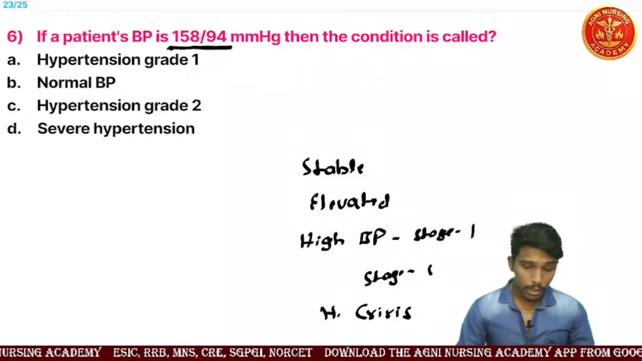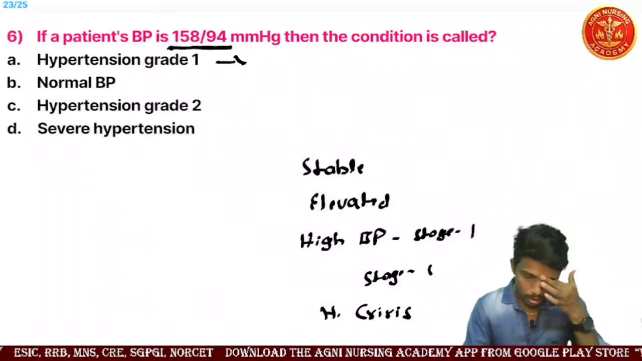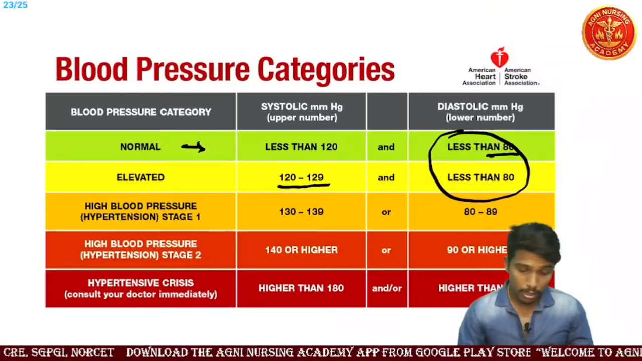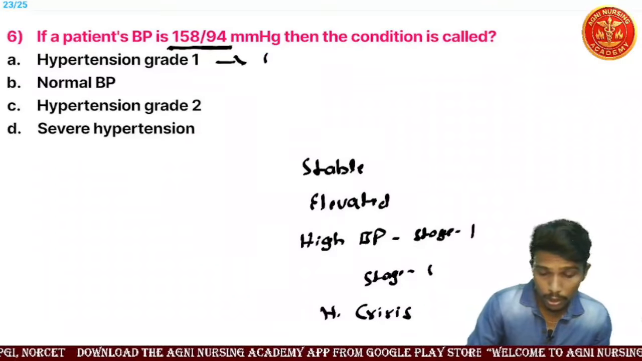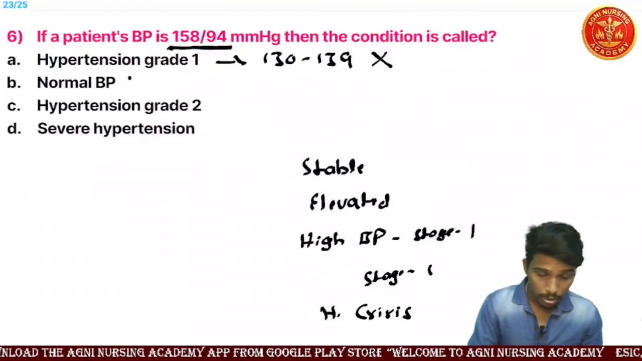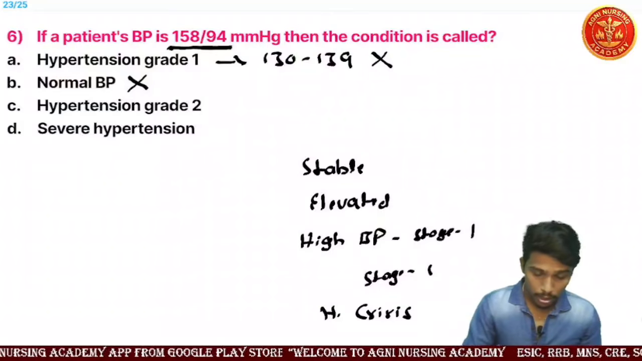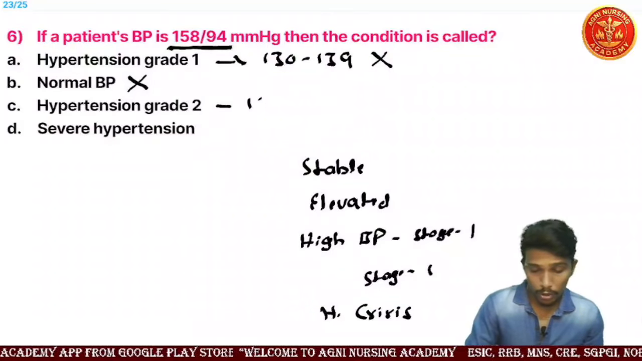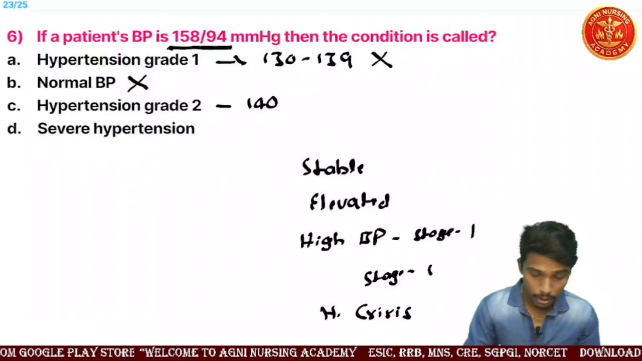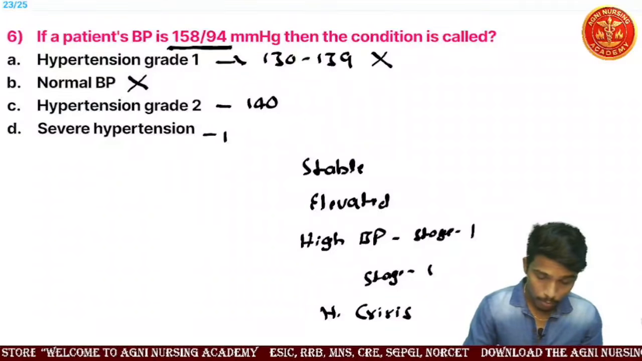that is hypertension grade 1. In stage 1 they have given 130 to 139, so this is also not the answer. Then this is not the normal BP, this is 158 by 94. Okay, here more than 140 is grade 2. Coming to severe hypertension, severe means hypertensive crisis. Okay, and this is hypertensive crisis.